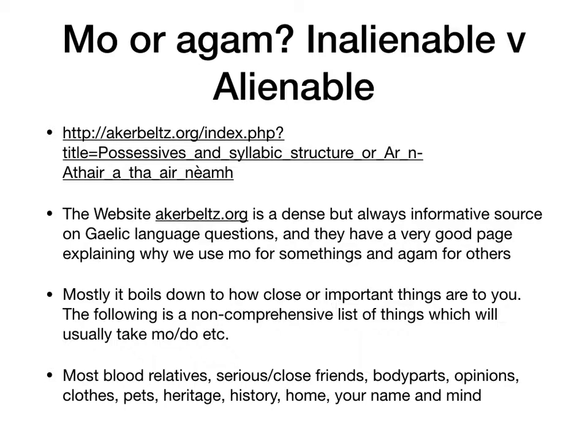And at the bottom here, there's a little non-comprehensive list of bullet points of things which will usually take mo. So it's mostly blood relatives, serious or close friends. So you would say "mo charraig", my friend, instead of "an charraig acam". Body parts, which we'll come to in another lesson. Opinions, clothes, pets, heritage, history, home and your name and mind.